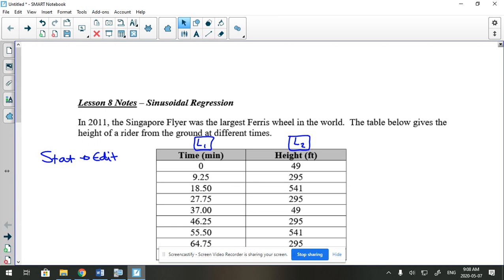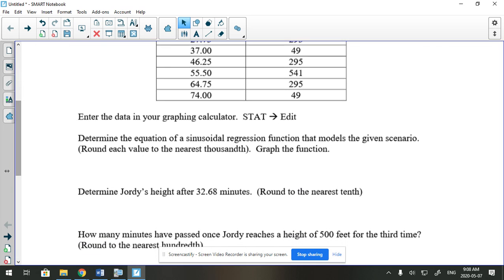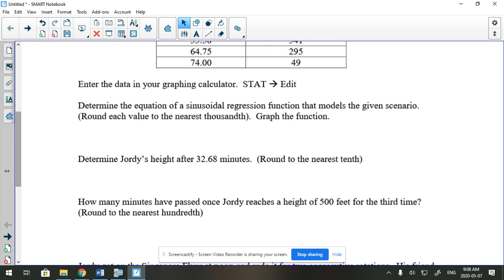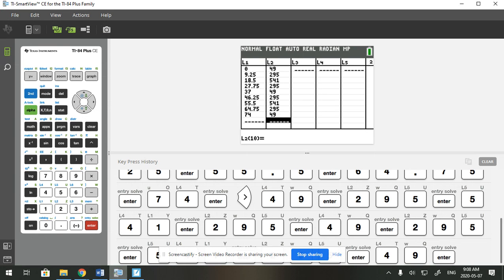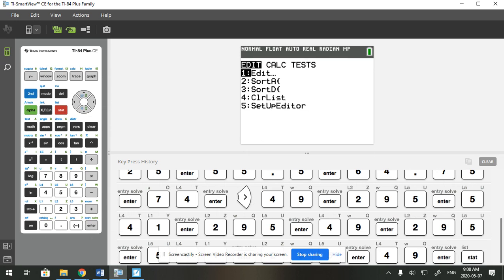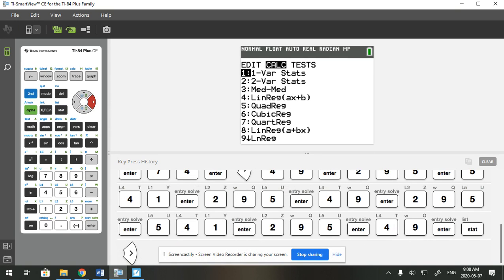So we're going to go back over here. Enter the data into your graphing calculator. We already did that. We want to determine the equation of a sinusoidal regression function that will model the data. So it tells us it's sinusoidal, or you think about the pattern and probably guess that it's sinusoidal. So you're going to go into Stat, Calc, and then it's called Sine Regression. Make sure you hit the right one. Okay, so Stat, over to Calc, and then I'm going to scroll down until I see Sine Regression.